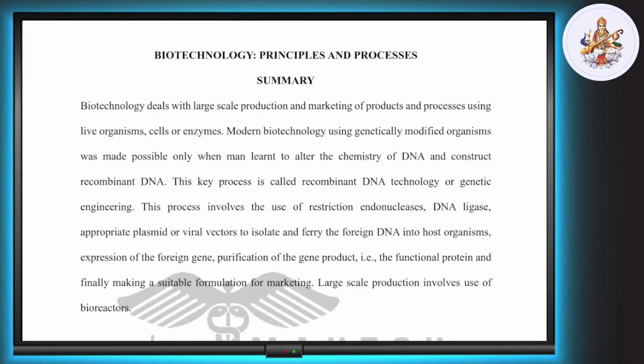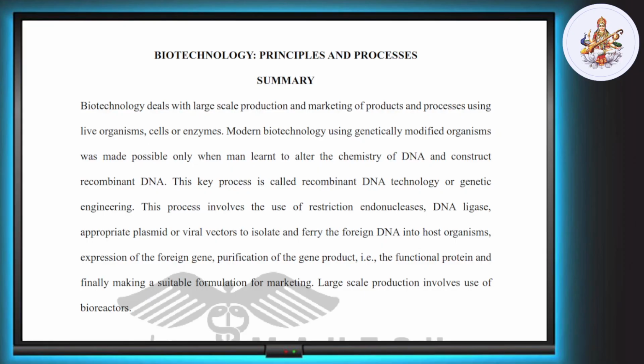Now, let's break down the steps involved in recombinant DNA technology. Isolation of genetic material, DNA first. We need to extract the DNA from the cells. Cutting the DNA at specific sites, we use restriction endonucleases, which act like molecular scissors. They cut the DNA at specific sequences. Imagine if you have a long string and you need to cut it precisely at certain points. That's what these enzymes do.